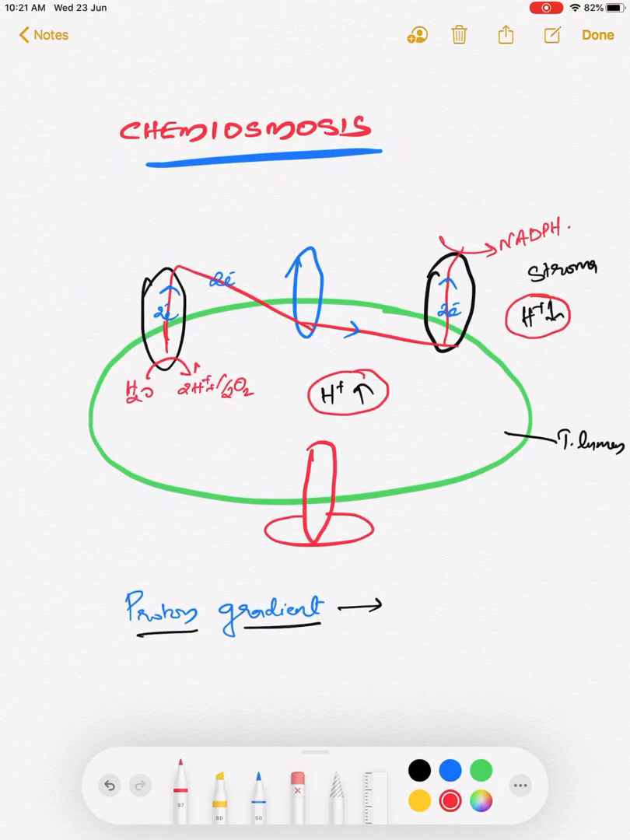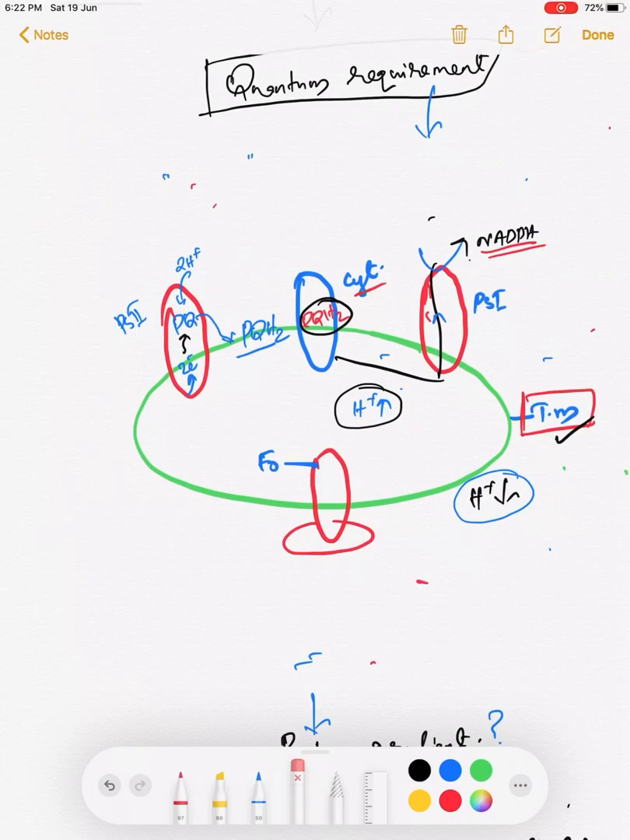Once a proton gradient is created, next process will be the breaking down of this proton gradient. How to break down this proton gradient? This proton gradient is broken down by a process that is called chemiosmosis. We can explain this process in detail. Here you can easily say that within the thylakoid lumen, concentration of H plus ion is high and concentration of H plus ion is less in the stroma. So H plus ions move from thylakoid lumen to stroma. This movement of H plus ions from thylakoid lumen to stroma occurs through the FO particle of ATP synthase.